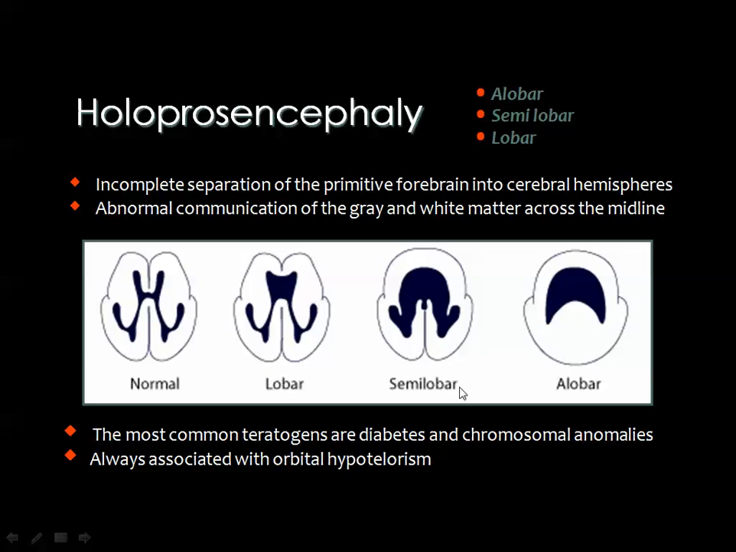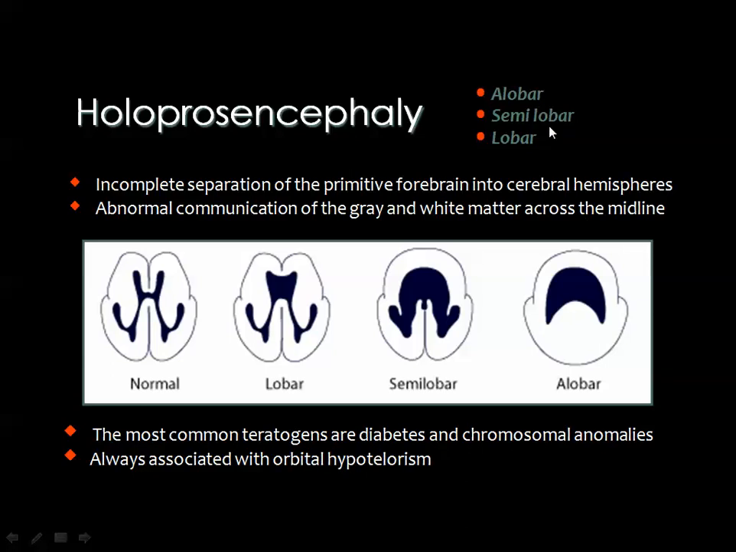system, but in the most common type, which is the alobar type, you can see that the ventricles are only represented by a single midline cavity filled with CSF. And based on the ventricular differentiation, we have three types. The alobar type, where there is a single ventricular cavity in the midline.